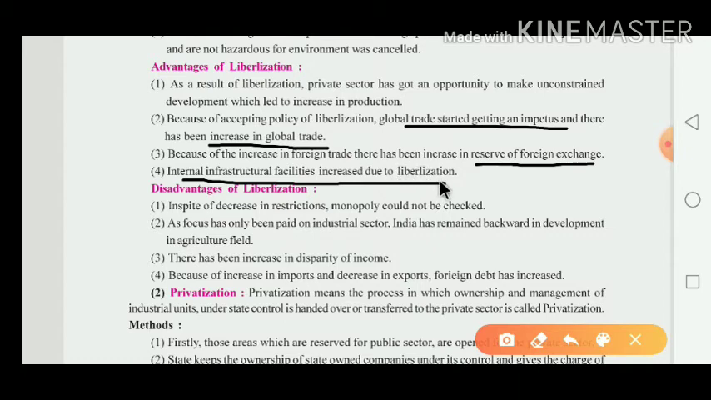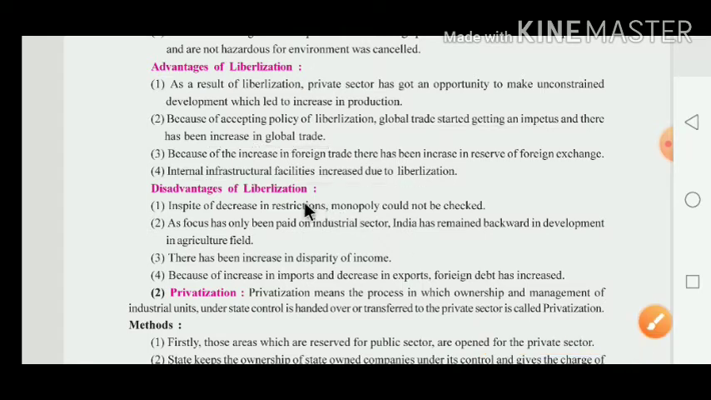Now the disadvantages of liberalization. In spite of the decrease in restrictions, monopoly could not be checked. Here the restrictions of the government were decreased, so monopoly could not be checked, and that is why there is a chance of private sector monopoly. Second, as focus has been paid only on the industrial sector, India has remained backward in development in the agriculture field.